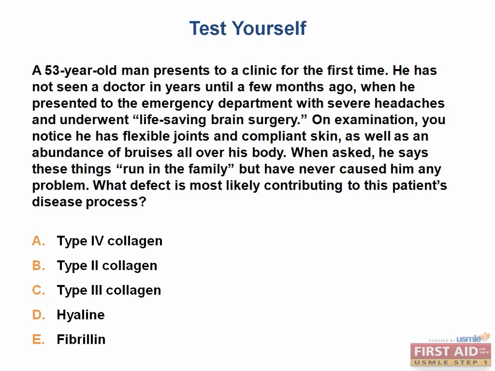Okay, so this guy has hyperextensible skin and hypermobile joints. That narrows it down really quickly to Ehlers-Danlos syndrome, which is caused by a defect in what? Well, that's actually a tricky one because there are a lot of different types of Ehlers-Danlos caused by defects in different types of collagen. So now we need another clue from the question, which is his life-saving brain surgery. Why would someone with Ehlers-Danlos need brain surgery to save their life? A Berry aneurysm, which you're going to see in the vascular type, and this is caused by a defect in collagen type 3.